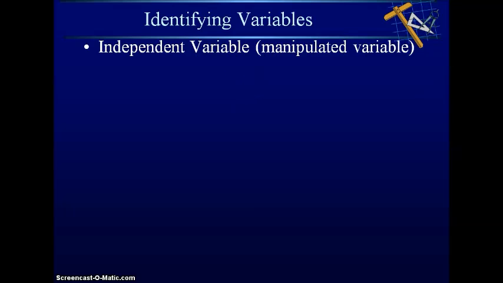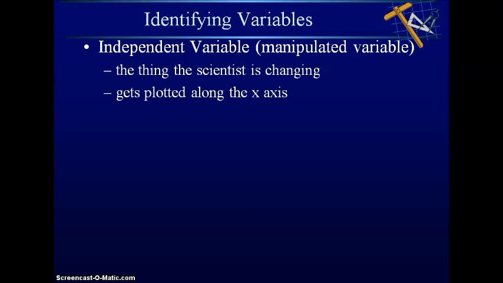Now, sometimes that's called the manipulated variable. And keep in mind that the independent variable is the thing that the scientist is changing. In other words, it's the thing that the scientist has direct control over in the experiment. And when you're making a graph, it's important to identify who the independent variable is first, because that is the one that gets plotted along the x-axis.